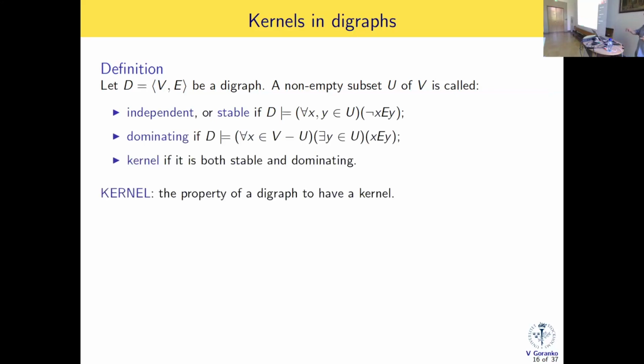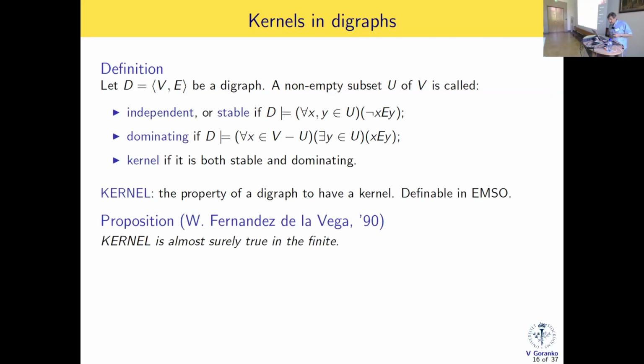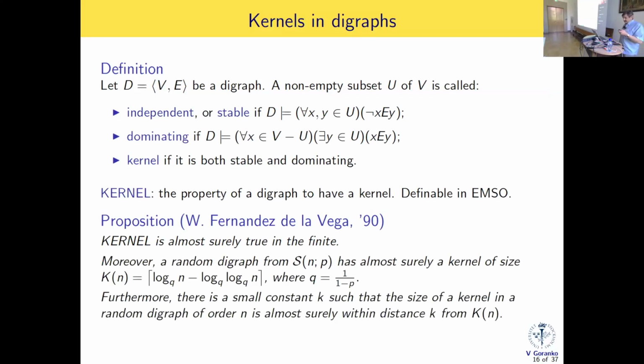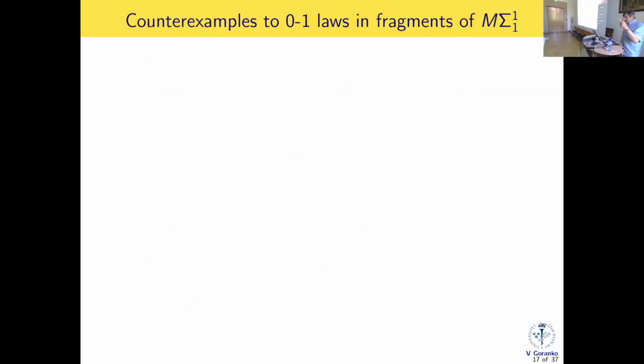But what is important is that this is a property definable, of course, in monadic second-order logic, existential monadic second-order logic. And it was proved by Fernandez de la Vega that this property is almost surely true in the finite, both for graphs and digraphs. There is more to say here, but I will skip it because it's not part of my story. And so kernels will play an important role later on.